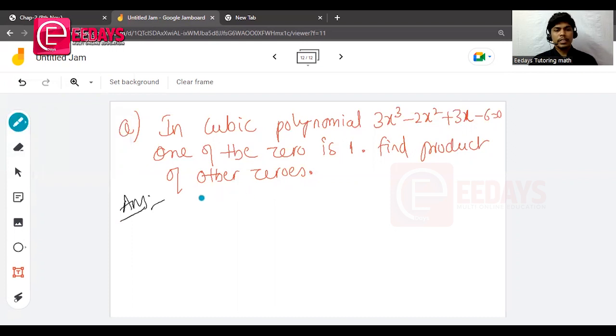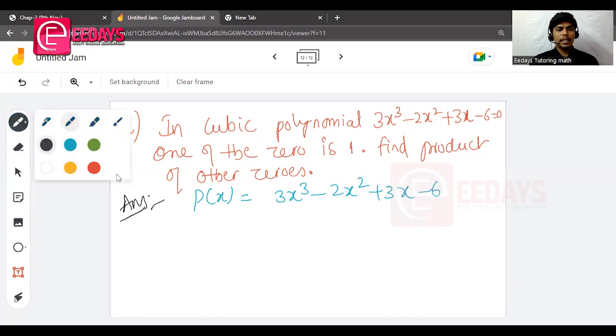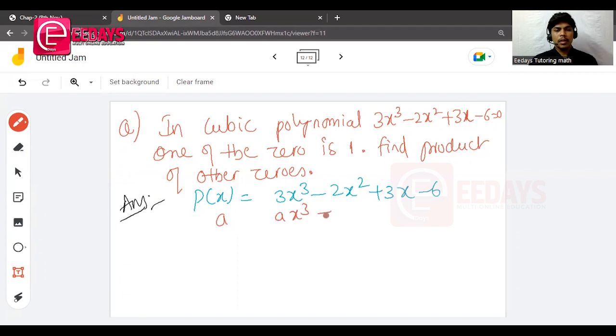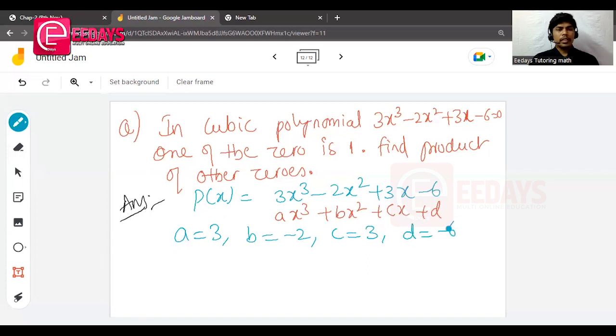Okay, let's write the polynomial equation, whatever they gave. P of x is equal to 3x cube minus 2x square plus 3x minus 6. Now you can identify what a, b, c are here. You just compare with the general form, that is ax cube plus bx square plus cx plus d. Here a is 3 and b is minus 2. I think everyone knows this step.